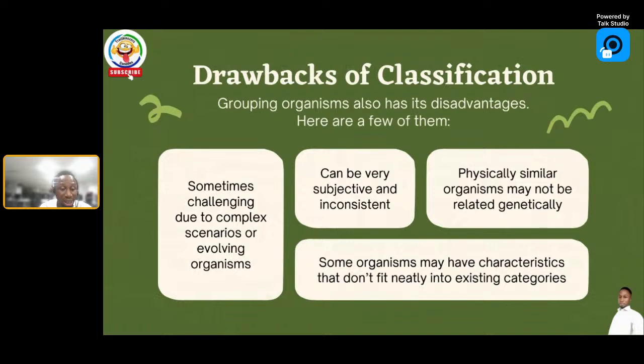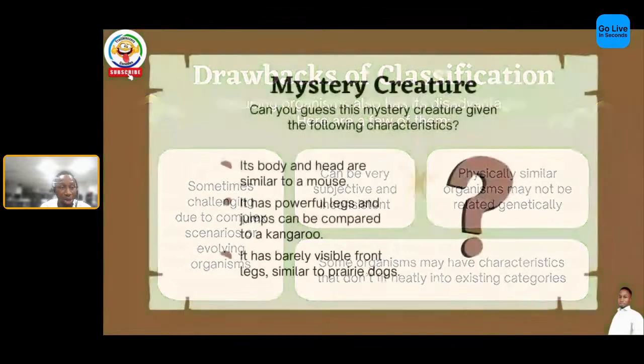Number one, it is sometimes challenging due to complex scenarios or evolving organisms. It can be very subjective and inconsistent. Then physically similar organisms may not be related genetically. Even when you look at all these animals that look alike and have the same features, genetically they may not have any similarities. They may be different. Do we understand? Some organisms may also have characteristics that don't fit neatly into existing categories. Yes, some organisms may not even fit in at all. That's about that. Okay, let's move on.